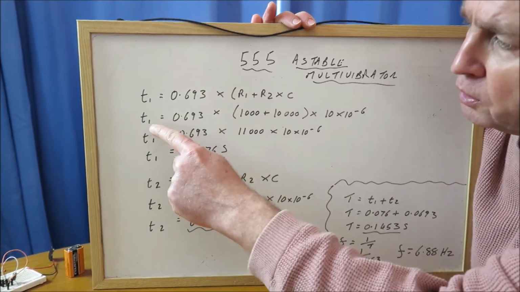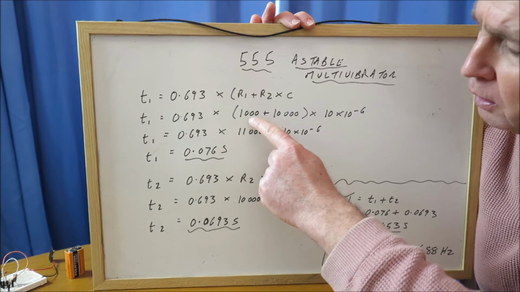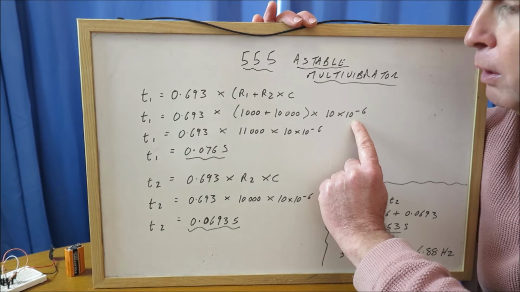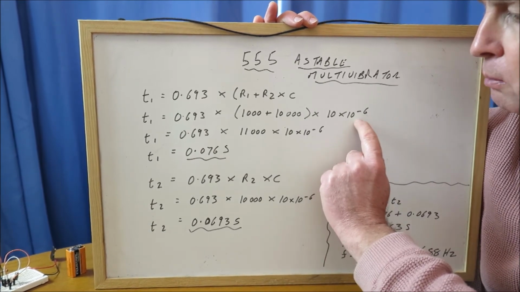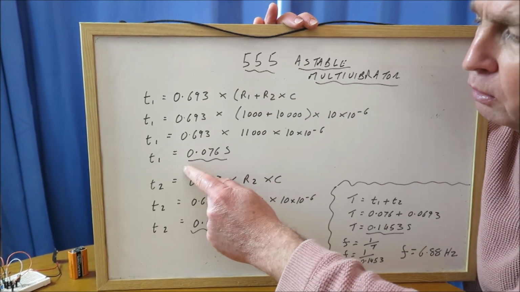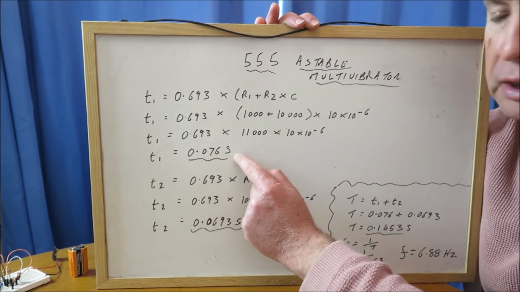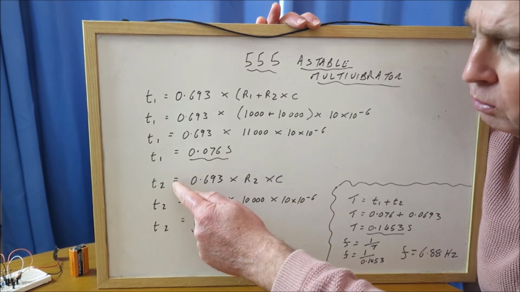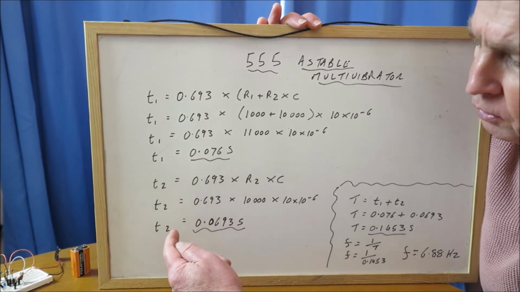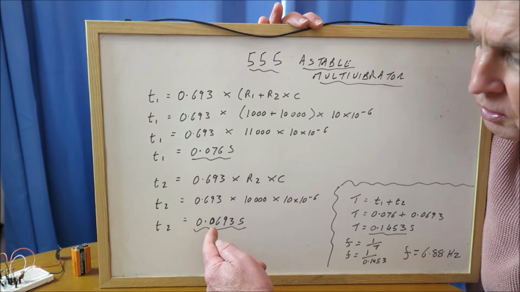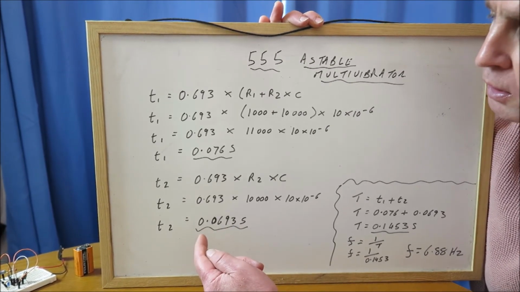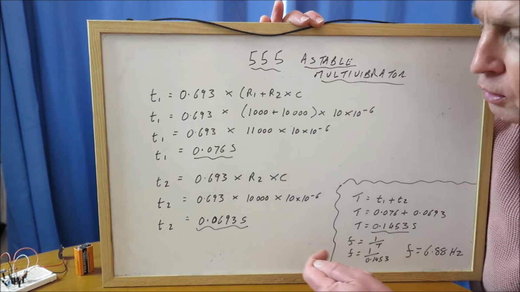So with that in mind, we've got T1 equals 0.693 times 1000 plus 10,000, times 10 to the minus 6, because it's a 10 microfarad capacitor. Micro is times 10 to the minus 6. When we work that through, we get a T1, an on time, of 0.076 of a second. And we got T2, 0.693 times R2 times C. When we work that through, we have 0.0693 of a second. So the off time is a little bit shorter than the on time.